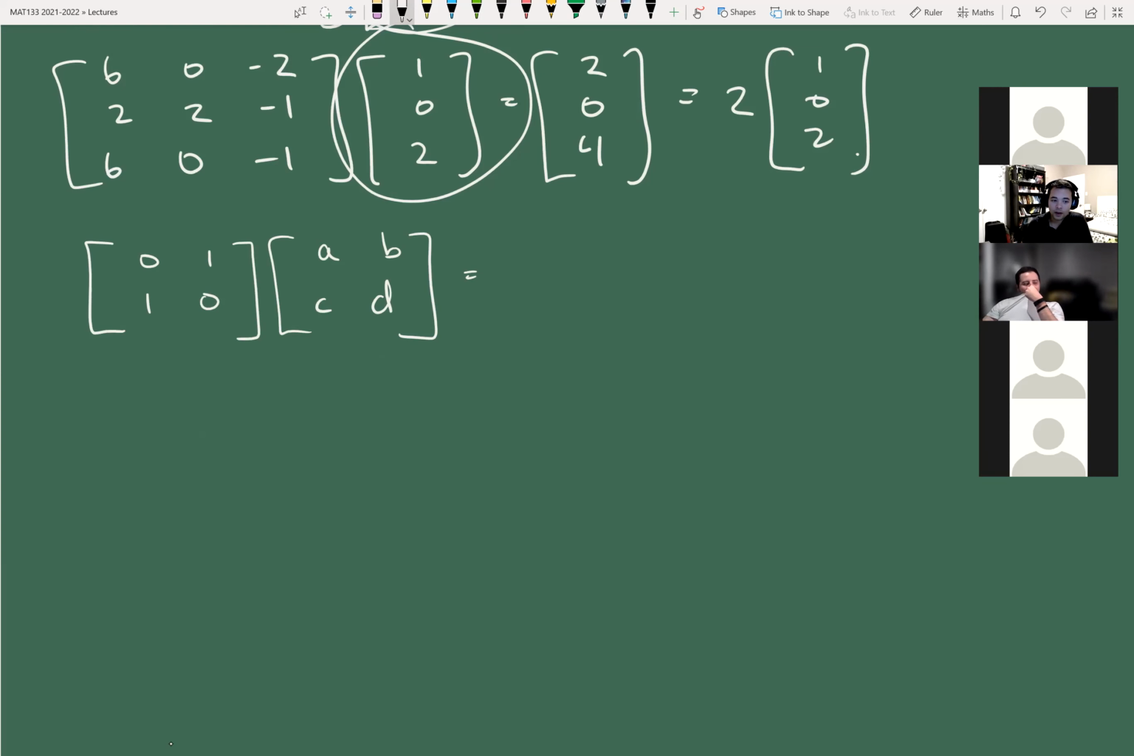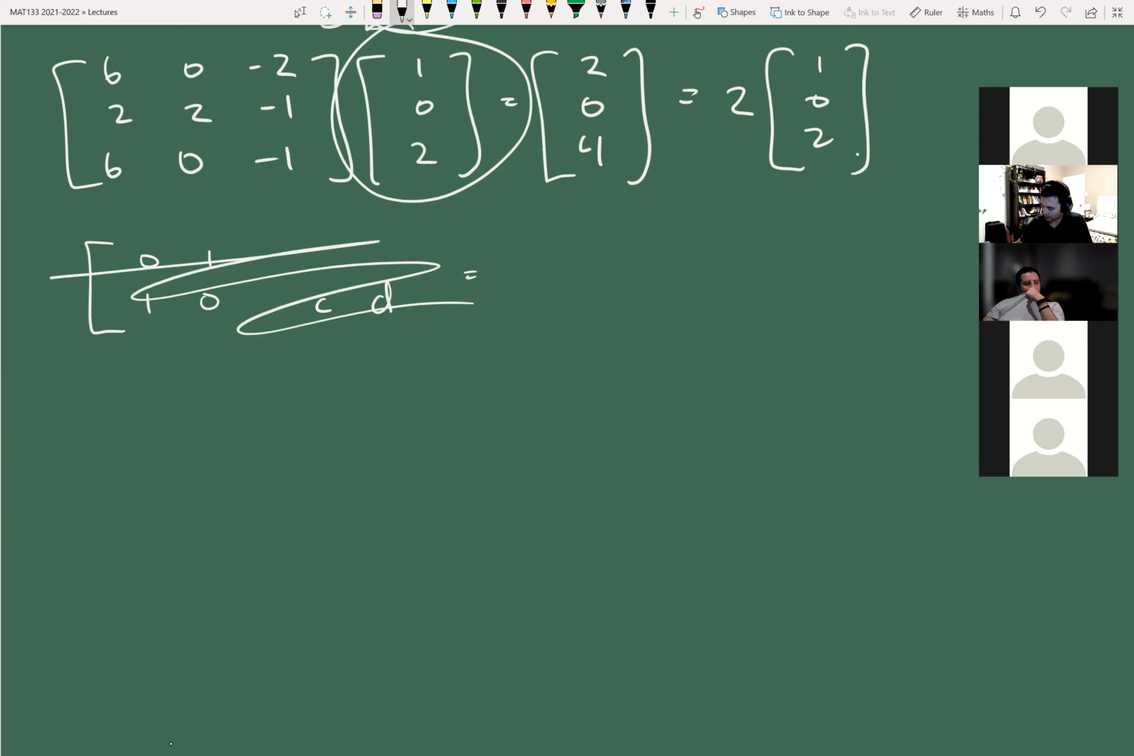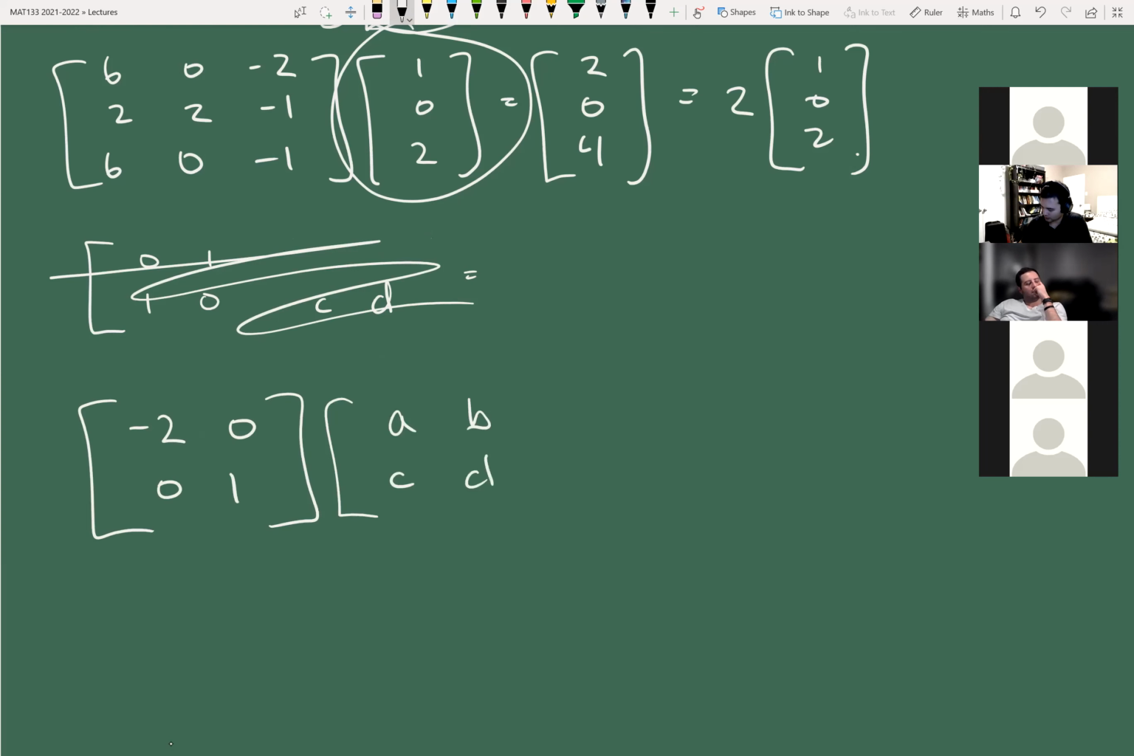Okay. So if we do this, what do we get? Okay, yeah, sure. I guess this is like part 1. So maybe we should do something else. Okay, here, let's not do this one. Let's do the matrix with rows -2 0 and 0 1, times the matrix with entries A, B, C, D. Okay, so if I do this, what do I get?